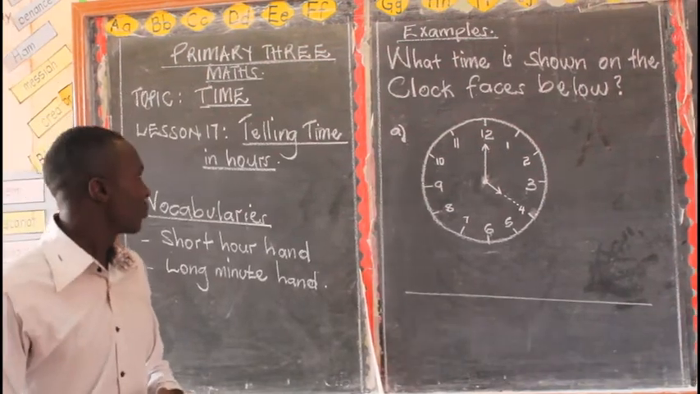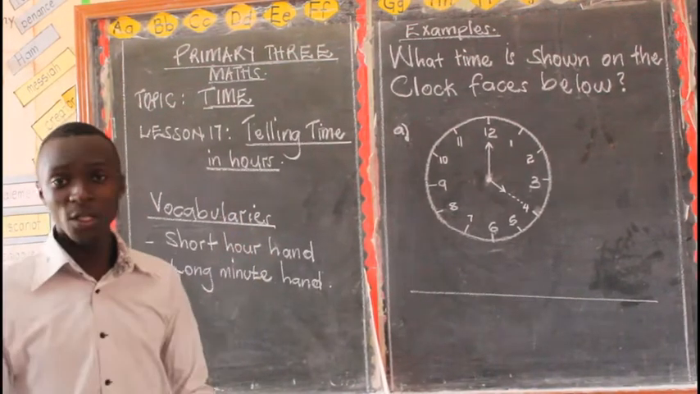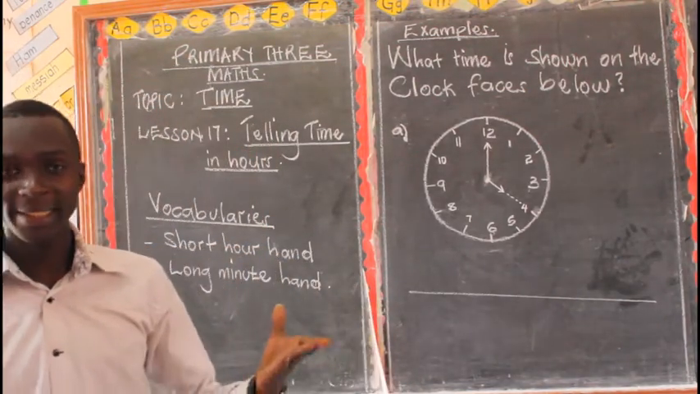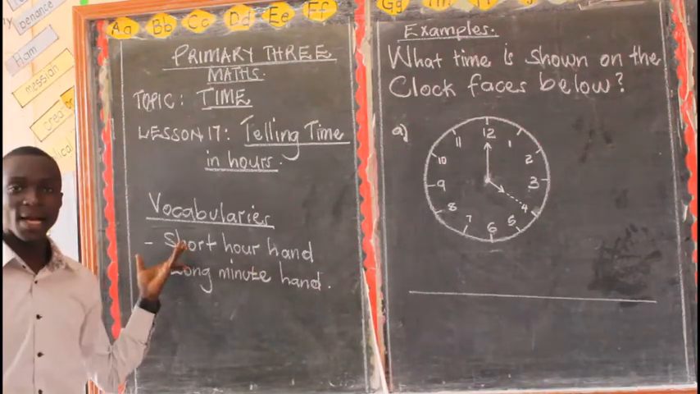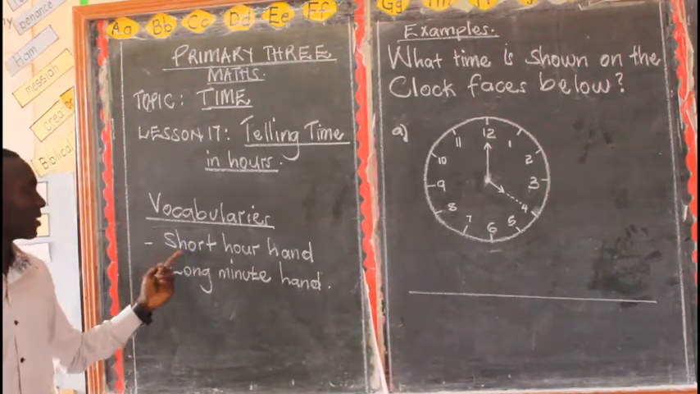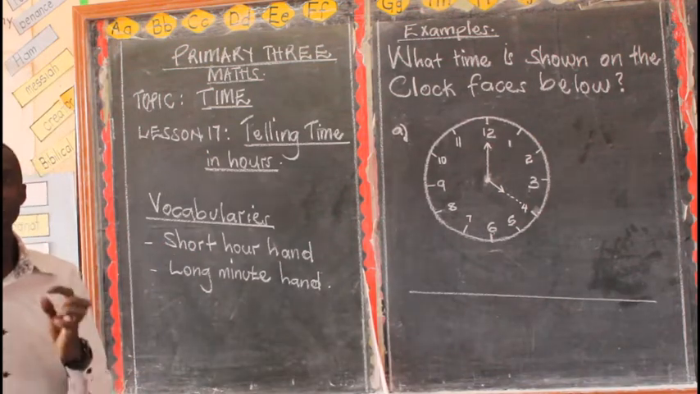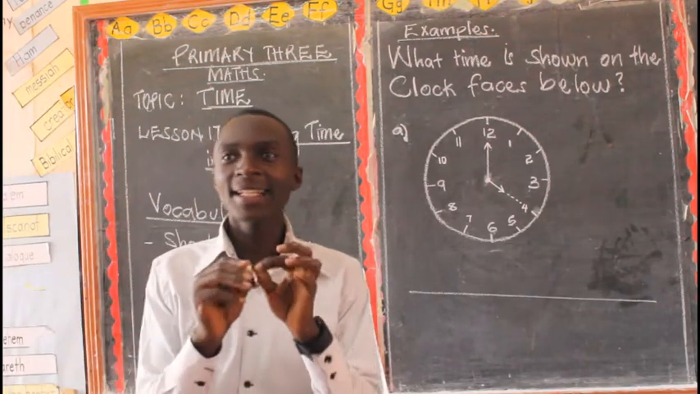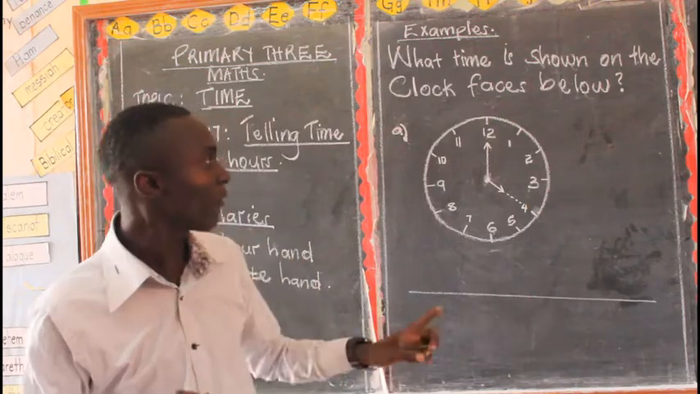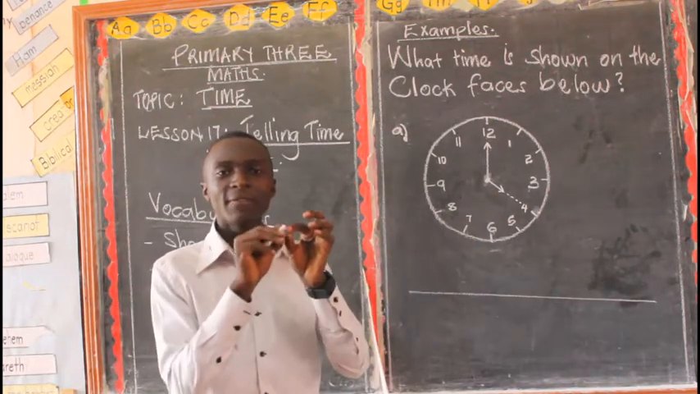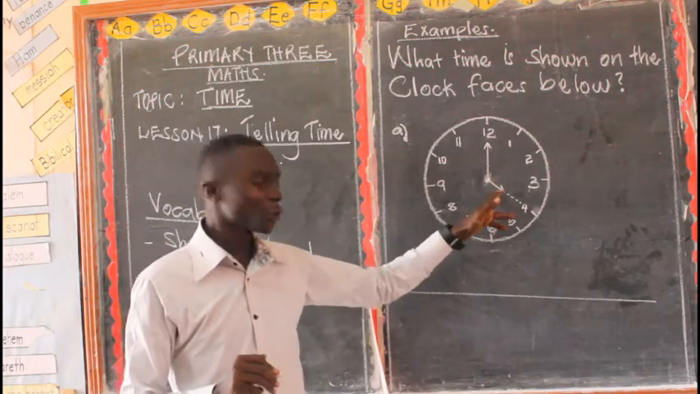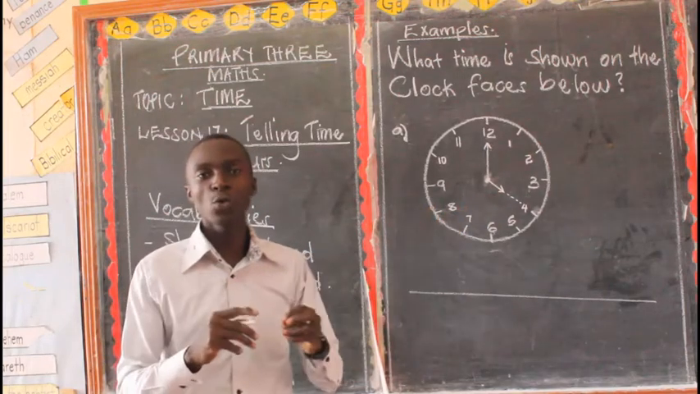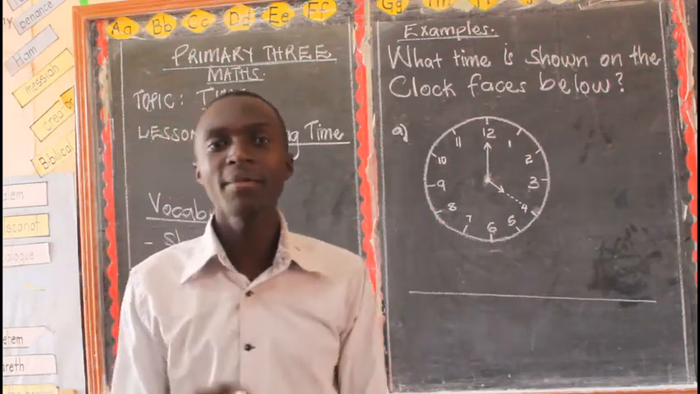My good children, this is telling time in hours. We are going to tell time in hours. Before going any further, we have our vocabularies that we always use when telling time. One of them is the short hour hand. A short hour hand is the short hand on a clock face. For example, if you see this, it is a short one. It indicates hours; it is the hand used to tell time in hours.